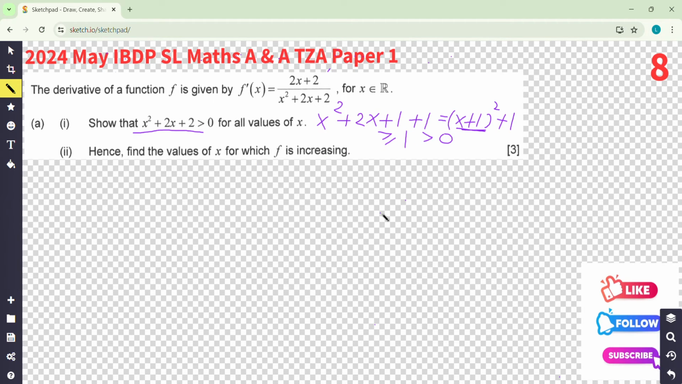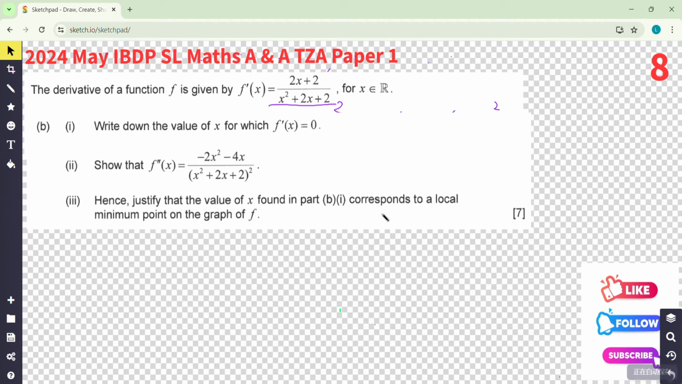Hence, find the value of x for which f is increasing. Remember, the denominator is always greater than 0. So our question is increasing, f dash larger than 0, so the thing becomes the numerator larger than 0. So the requirement will be x larger than negative 1. You got it. Next one, okay, for part B, let me change it back to the band.